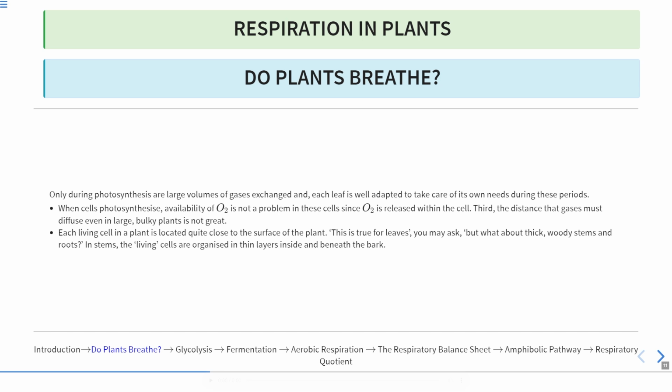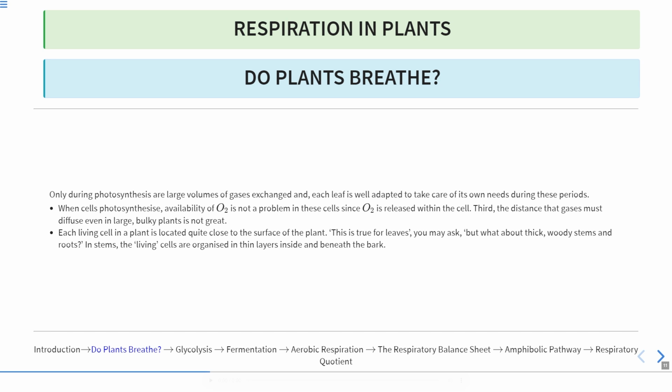When photosynthesis is going on in the cells, it is not a problem since O2 is released within the cells. O2 is a byproduct of photosynthesis, so getting O2 is not a big problem because it is released as a byproduct in the cell itself. Third, the distance that gas must diffuse, even in a large, bulky plant, is not great. Each living cell in a plant is located quite close to the surface of the plant.